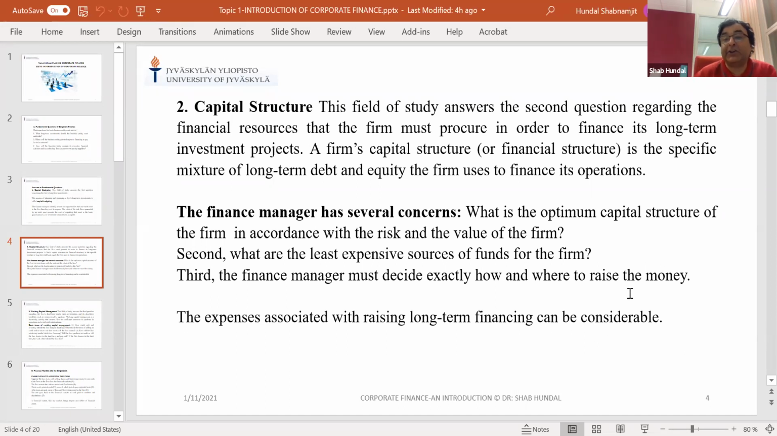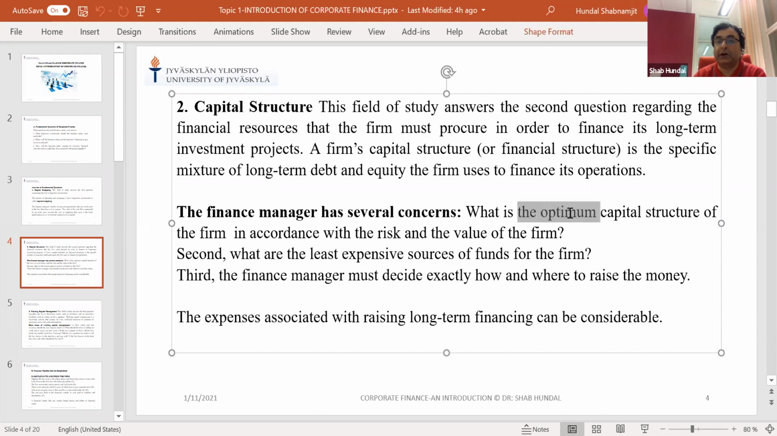For a corporate finance manager, it's very important, and rather very challenging. It's a daunting task for a corporate finance manager to fix the optimum capital structure. The capital structure is never static. It's a very dynamic concept because the needs in the market keep changing.